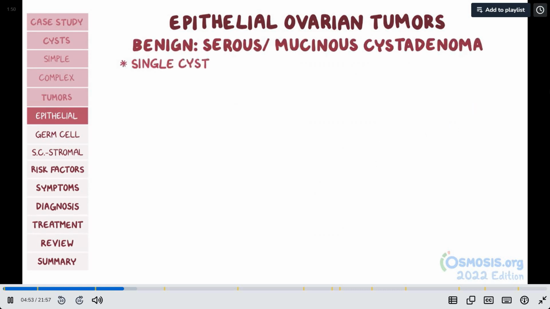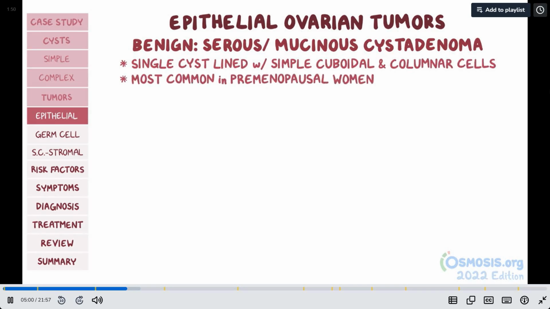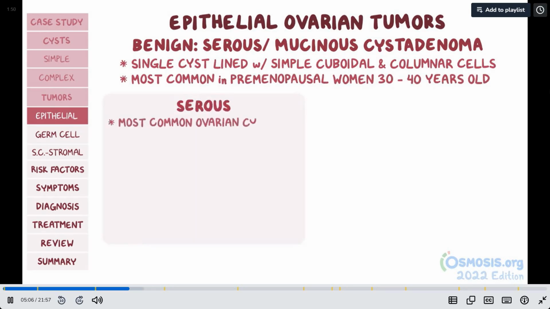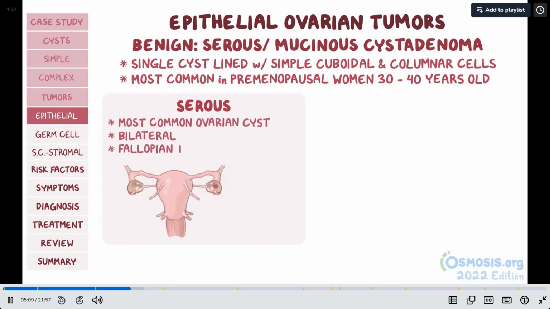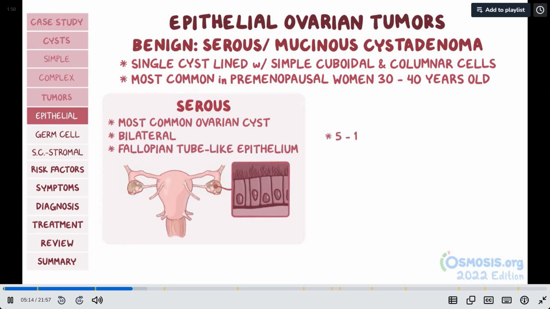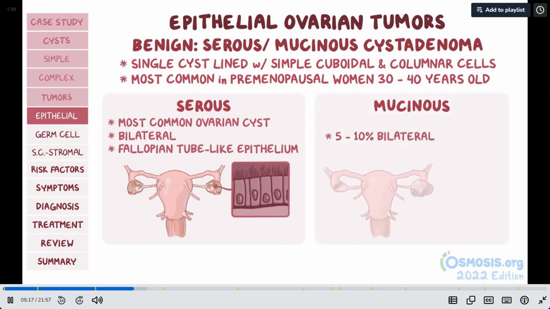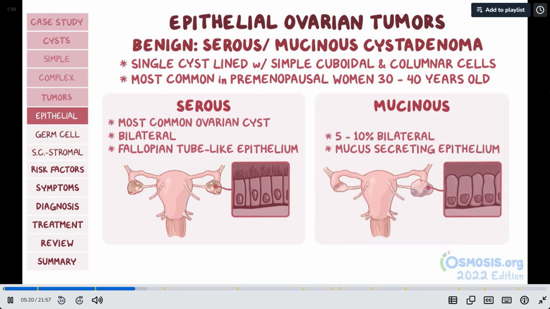Cystadenomas are usually a single cyst lined with simple cuboidal and columnar cells. On your test, they most commonly arise in premenopausal women who are between 30 and 40 years old. What sets them apart is that serous cystadenomas, which are the most common type of ovarian cyst, tend to be bilateral and are lined with fallopian tube-like epithelium. On the other hand, only 5 to 10% of mucinous cystadenomas are bilateral, and they are lined with mucus-secreting epithelium.